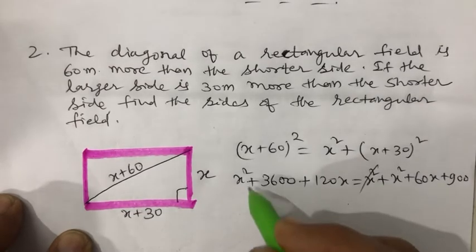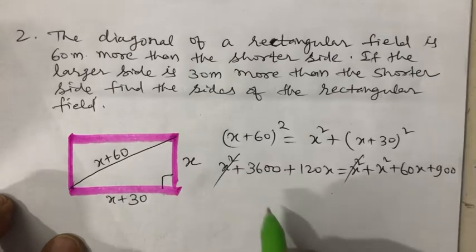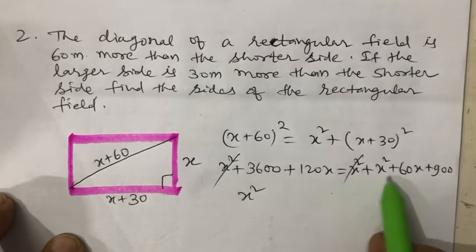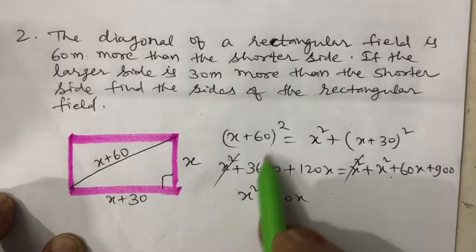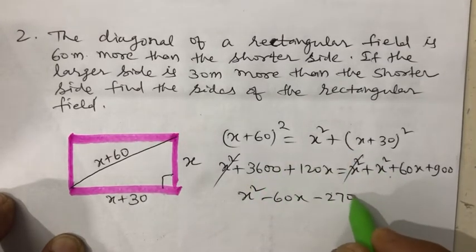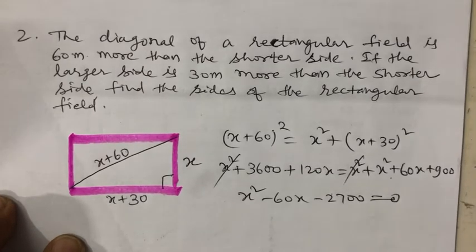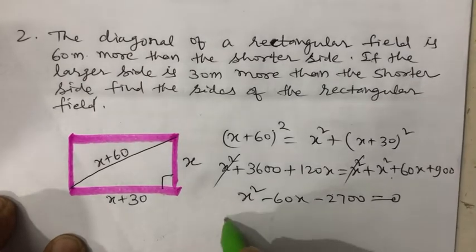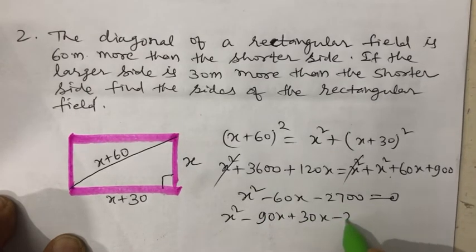Now you see that x square and x square cancel out. Make the quadratic in standard form: x square is here, shift 120x to this side, 60x, 3600 to this side, minus 2700 equals 0. Now a quadratic equation. Factorize, very simple: 90x, 30x, 2700.